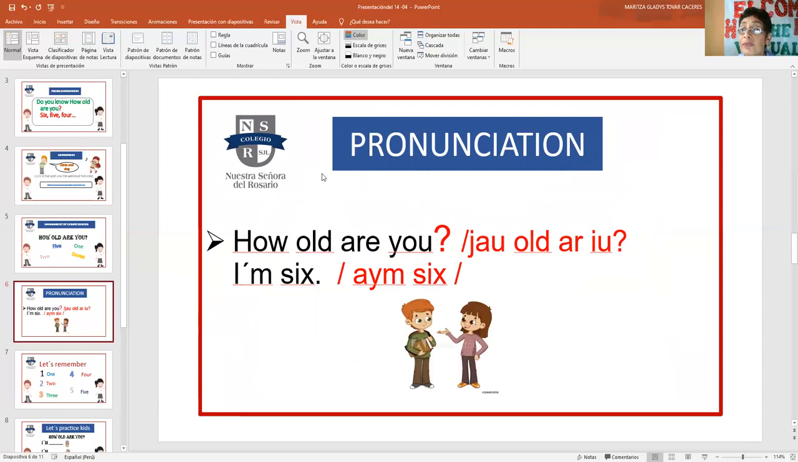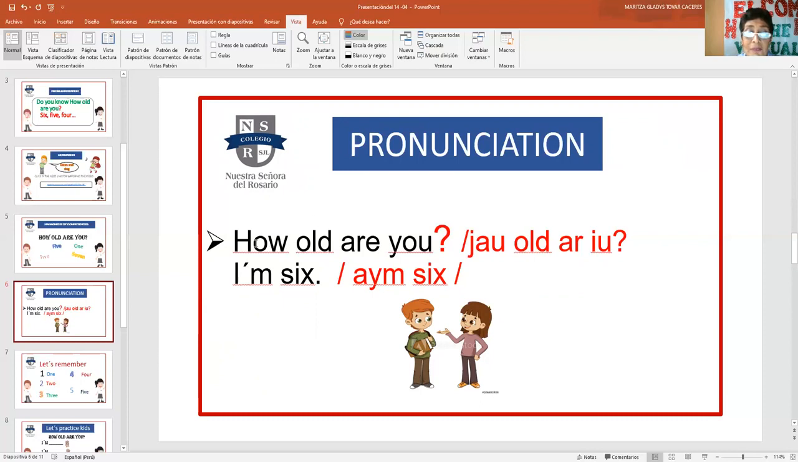Here we have the pronunciation of the question. Remember that you are in first grade, but you have to begin to make questions with your classmates. So you have to have a close relation with your students, because some students will make the questions and the others are going to answer. So you have to practice numbers from 1 to 5.